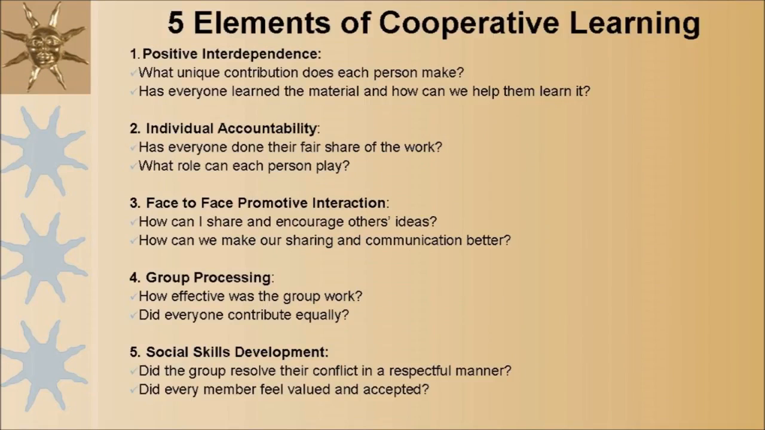The 5 elements of cooperative learning. Number 1, positive interdependence. A teacher or student may ask themselves, what unique contribution does each person make? Has everyone learned the material, and how can we help them learn it? Number 2, individual accountability. Has everyone done their fair share of the work, and what role can each person play? Number 3, face-to-face promotive interaction. How can I share and encourage others' ideas? How can we make our sharing and communication better?